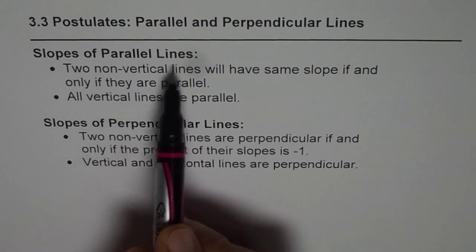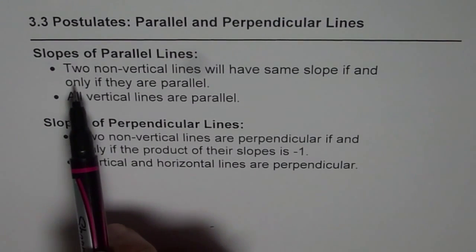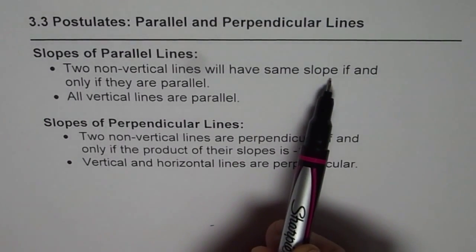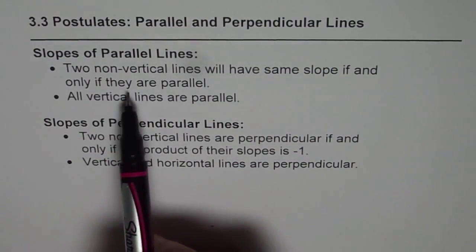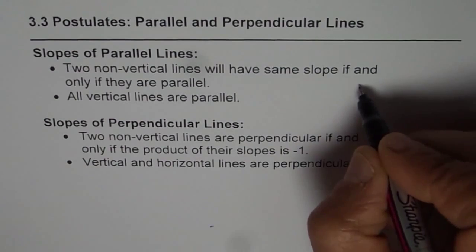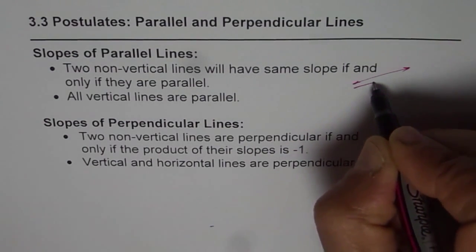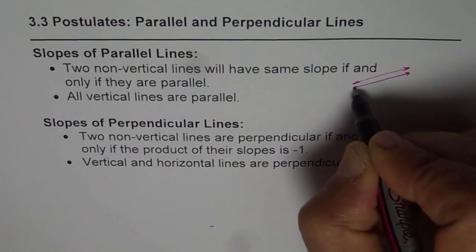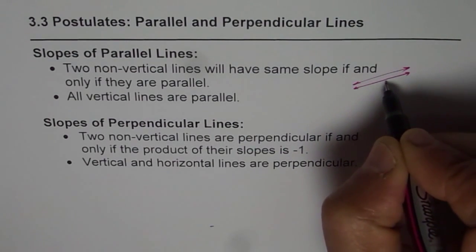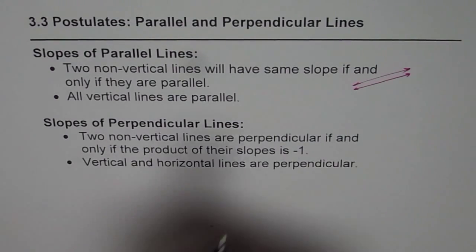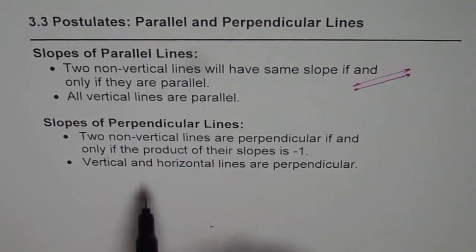Slopes of parallel lines. The postulate is: two non-vertical lines will have the same slope if and only if they are parallel. That is, if we have two lines which are not vertical like this, they are parallel if and only if they have the same slope. So both these lines should have the same slope. That is the postulate for parallel lines.